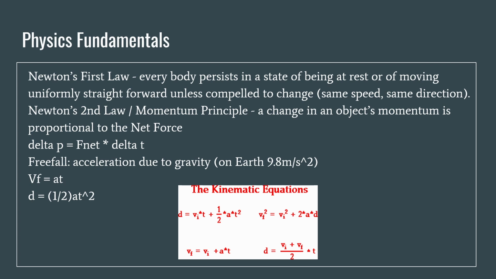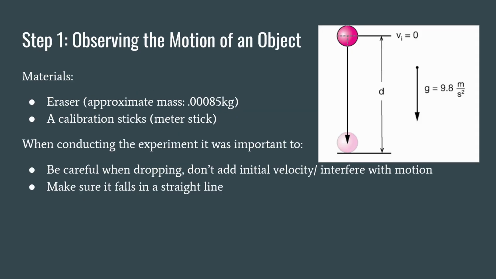And free fall basically is just acceleration due to gravity, where you don't have an initial velocity. So your final velocity is just your acceleration times time, and then your distance equals 1/2 a t squared using kinematic equations. So the first step is to observe the motion of the object. This is basically what it would look like when we drop it. We're starting at an initial velocity of 0, dropping it, and it's accelerating at 9.8 meters per second.